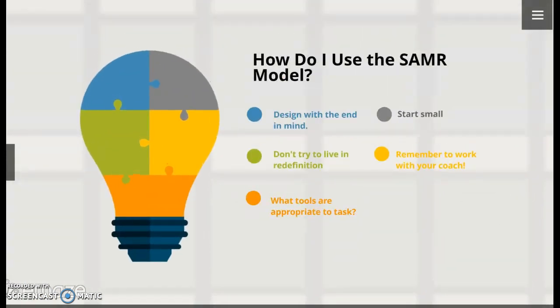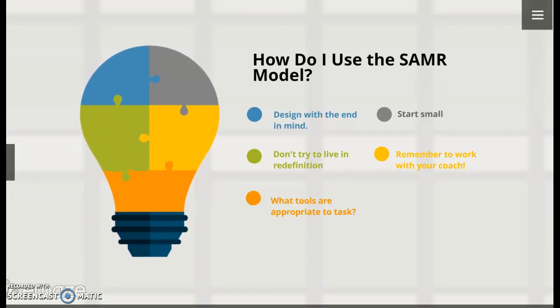So how do I use the SAMR model in my classroom? Well, that's one big concern in looking at how it's relevant to us as teachers. So considering the SAMR model, one thing to keep in mind is that we're designing with the end in mind. We're looking at objectives and what we want students to know and learn as a result of the digitally enhanced tasks that we're asking them to do.